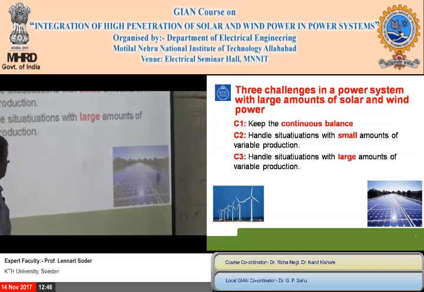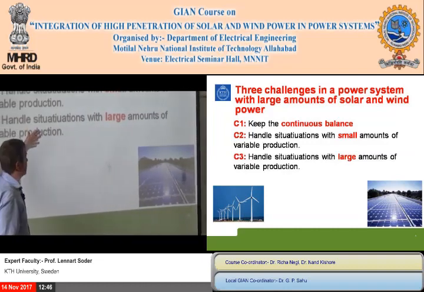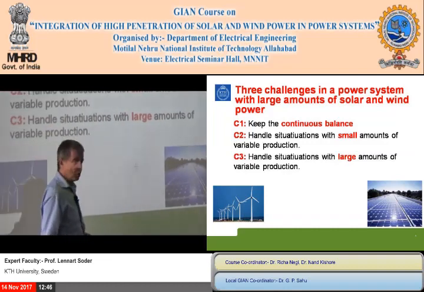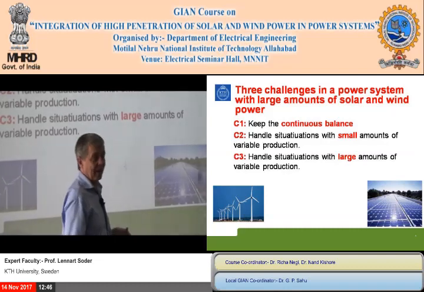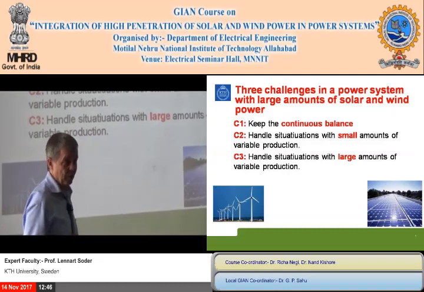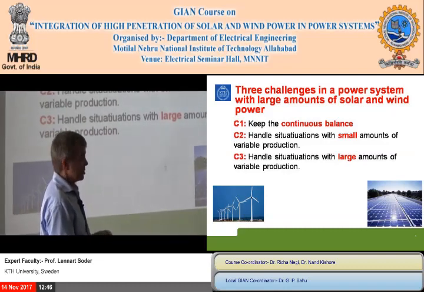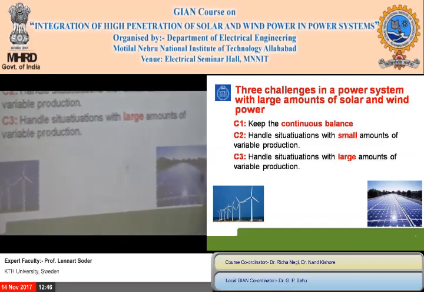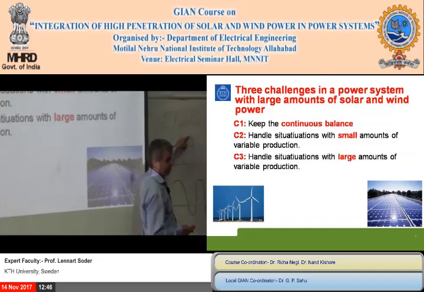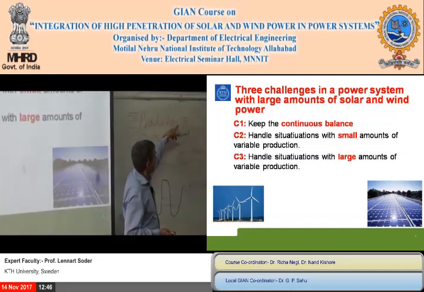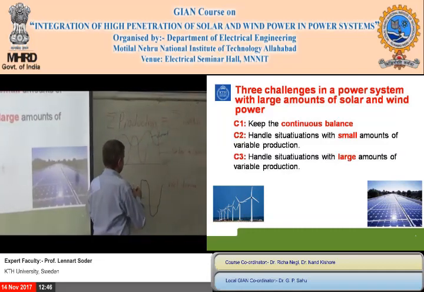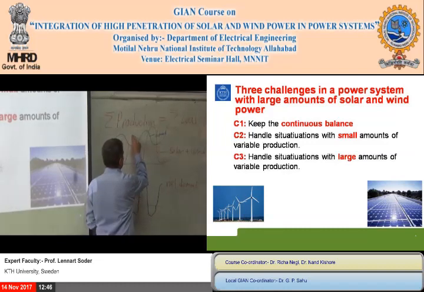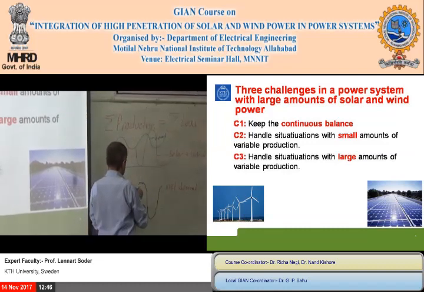And the other situation, which is not so much discussed, but it starts to be more discussed: what do you do when it's very windy and sunny and there's no demand? Which is, of course, a challenge. And then you have situations in this case of a surplus. Of course, physically, you remember, production is equal to demand. So this is physically impossible. So then it should be something like this.